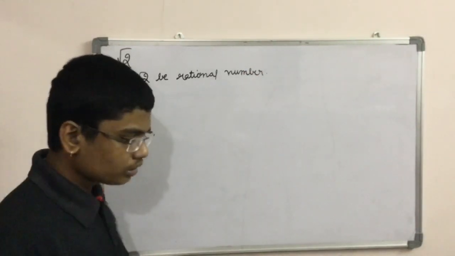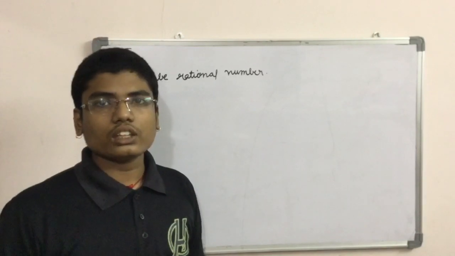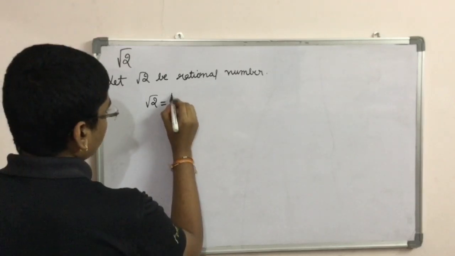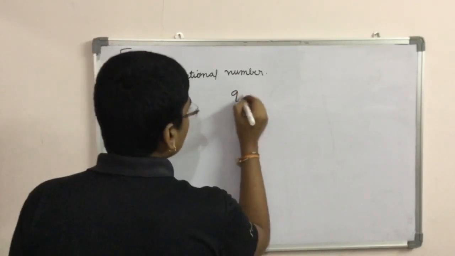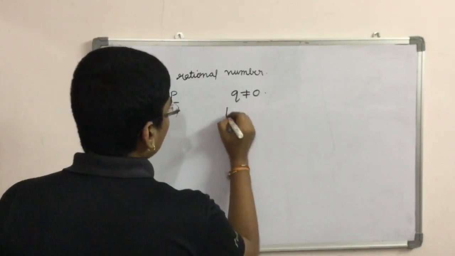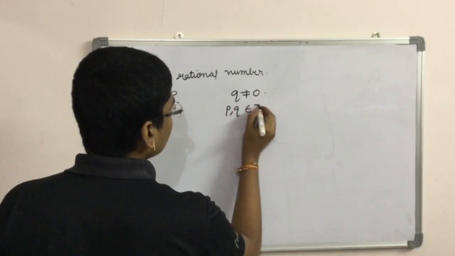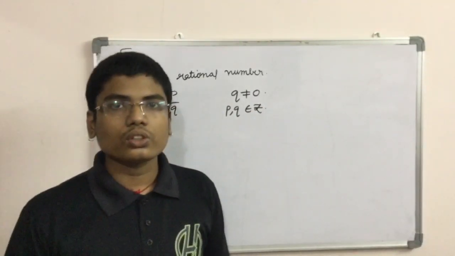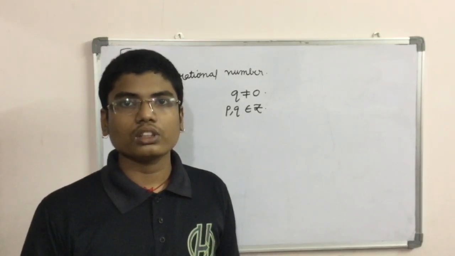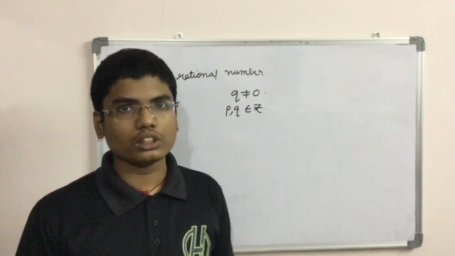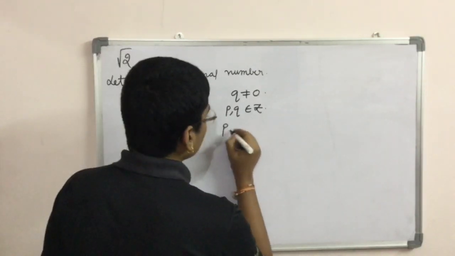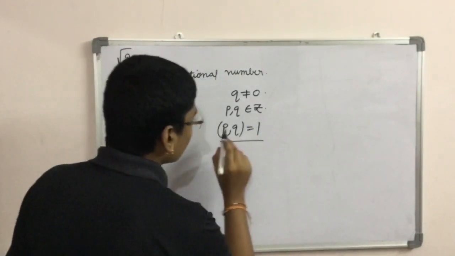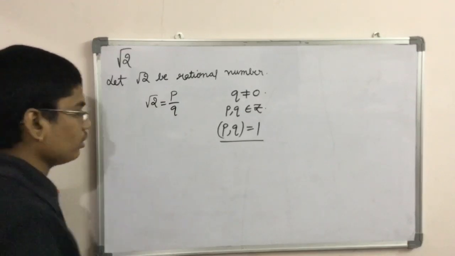Now whenever a number is rational, it has to satisfy the three conditions, right? That it should be in the form of p by q, where q is not equal to 0 and p, q belong to integers. These are the common steps. And now whenever you are proving a number is irrational, you have to consider another condition, that p, q must be coprimes. This represents that p and q have 1 as their only common factor.